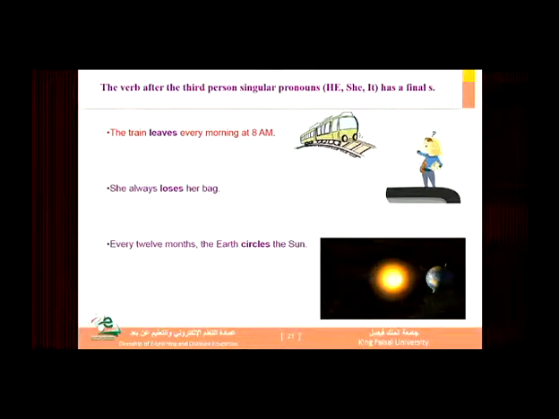Another sentence: every 12 months the earth circles the sun. Now the verb circle is preceded by the earth. The earth is a third person singular noun, representing the pronoun it, which means that the verb circle takes an S at the end.